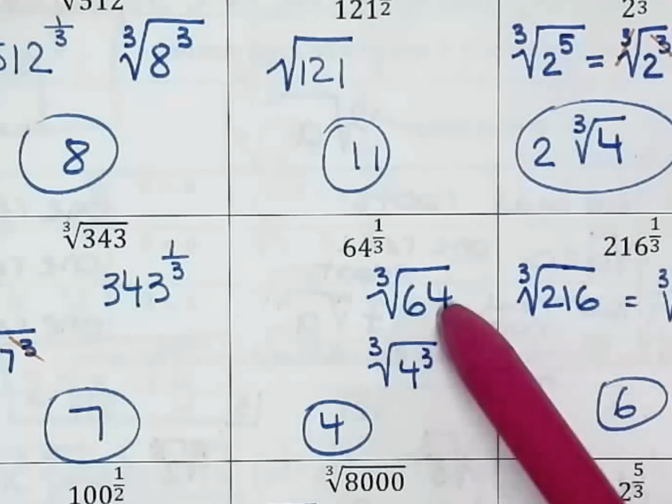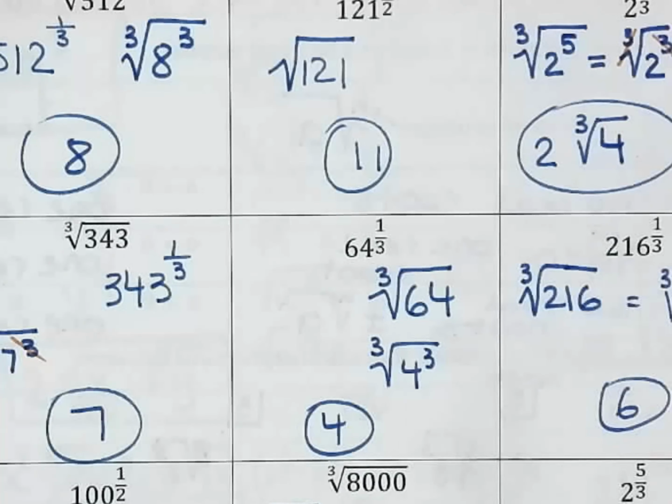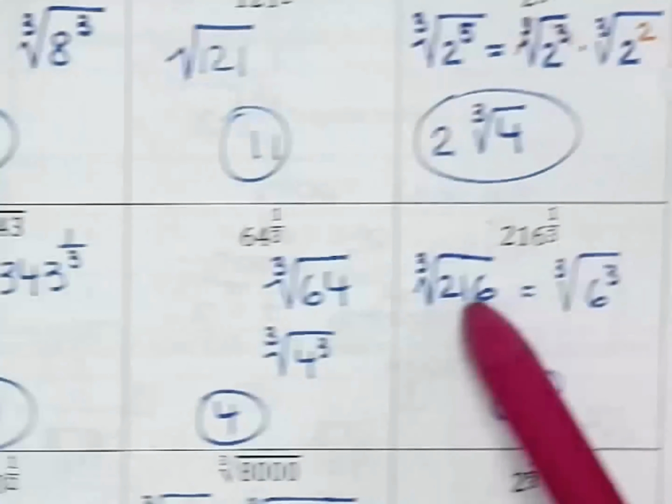This one, 64 is a perfect cube. So you just rewrite that like that. 216 is a perfect cube.